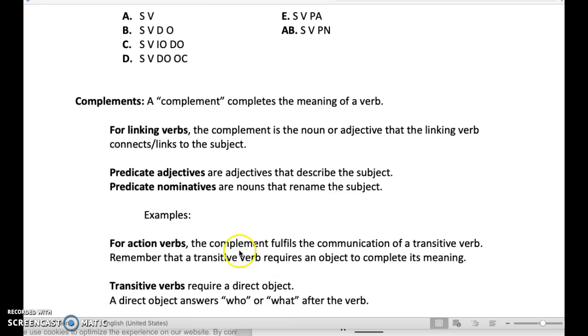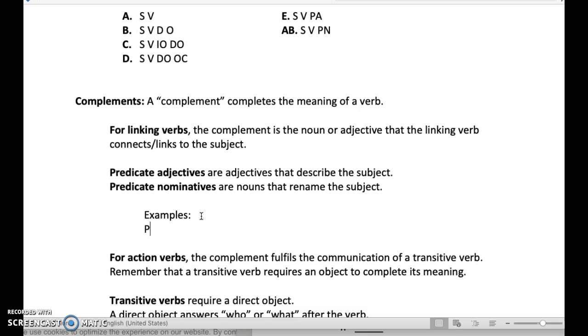A linking verb will connect the subject to something that describes the subject, as in a predicate adjective, or something that renames the subject. So here's an example. A predicate adjective example: My teacher is friendly. So this linking verb, is, connects the teacher to the adjective friendly.